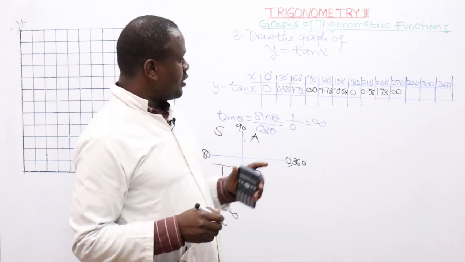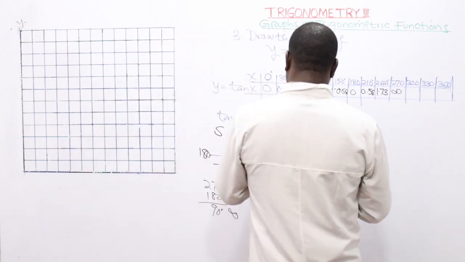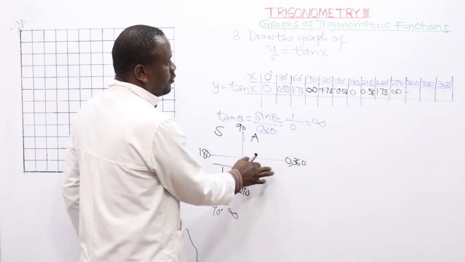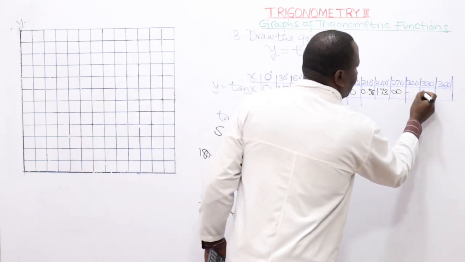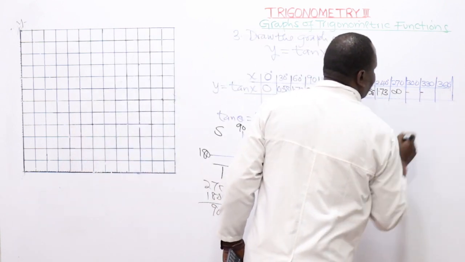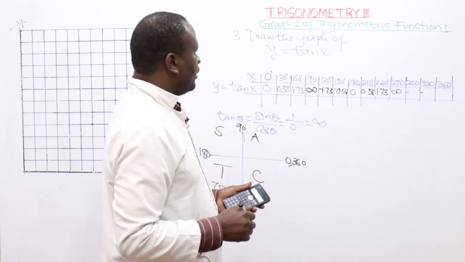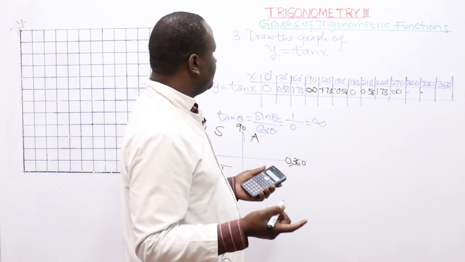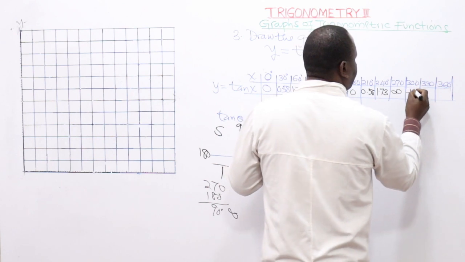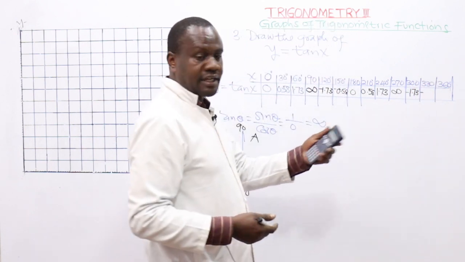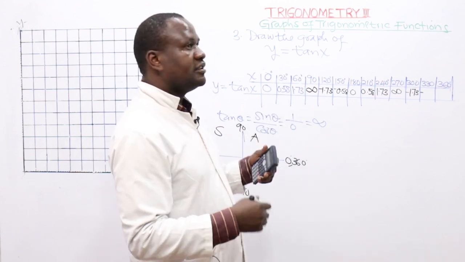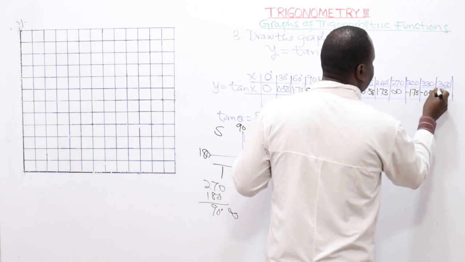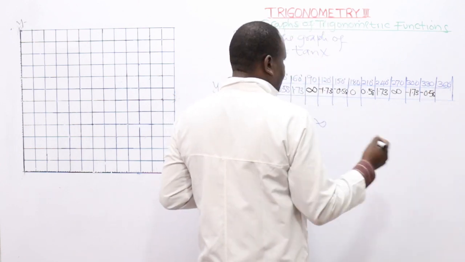So note those two angles. 300, the value is negative because we are in the fourth quadrant. So all these values are negative. So let's see. 360 minus 300 is 60. 60 is 1.73. You see, the calculator gives you the same value. 330 is 30. 30 is negative 0.58. 360 is 0.